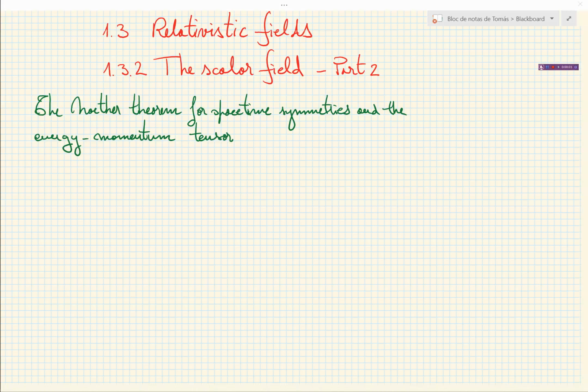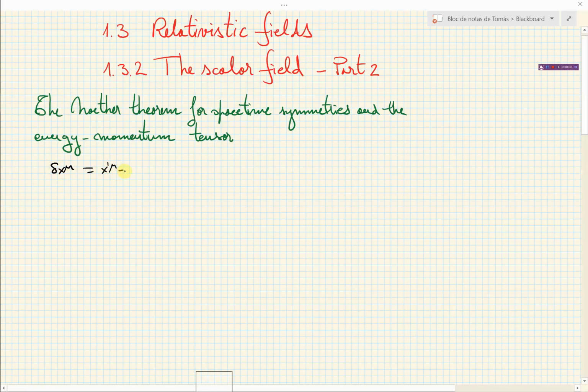In the previous video, we studied the first Noether theorem in field theories with the example of the scalar field, for transformations that only act on the fields, or symmetries associated to transformations which only act on the fields. Now we want to see what happens with transformations that act on the coordinates, which are spacetime transformations.